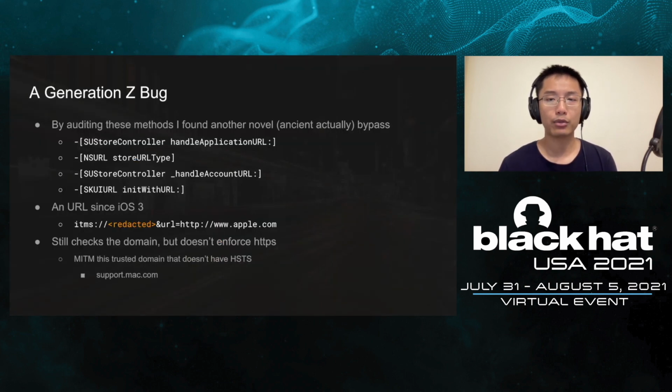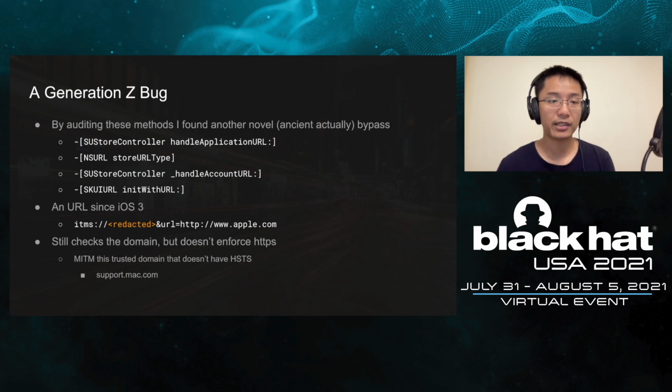Let's go back to iTunes Store. By auditing the following methods, we found another bypass. This is a URL first supported by iOS 3. The difference is that it still requires the domain to be trusted, but the URL of the page is not limited to HTTPS, making it vulnerable to man-in-the-middle attack.